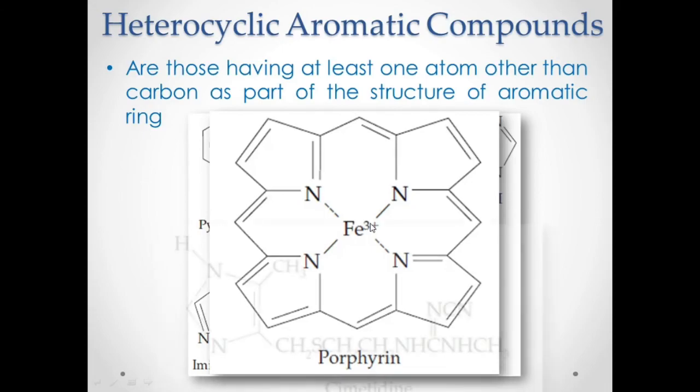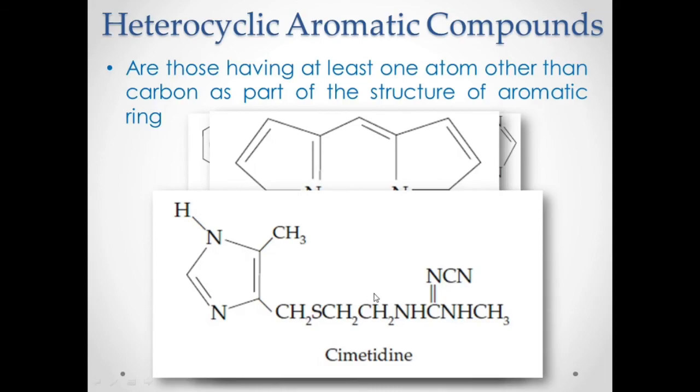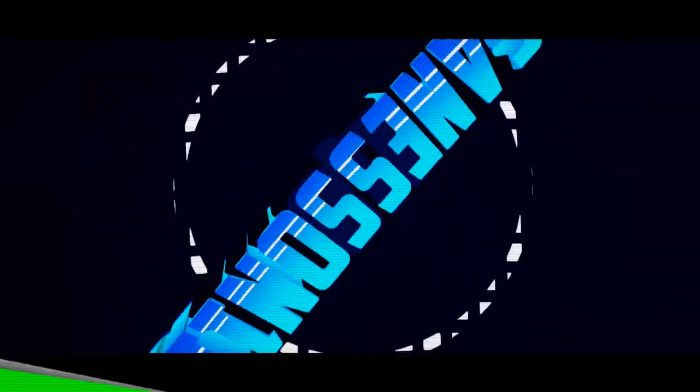Okay, and this is the structure of cimetidine. You have your imidazole structure there. This is used to treat ulcer. I think that would be the last topic for aromatic hydrocarbons.